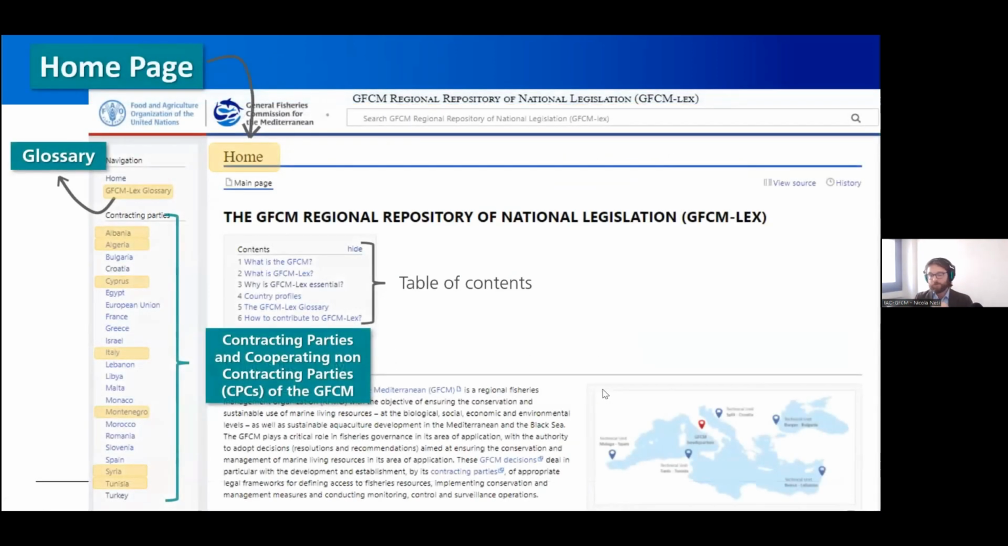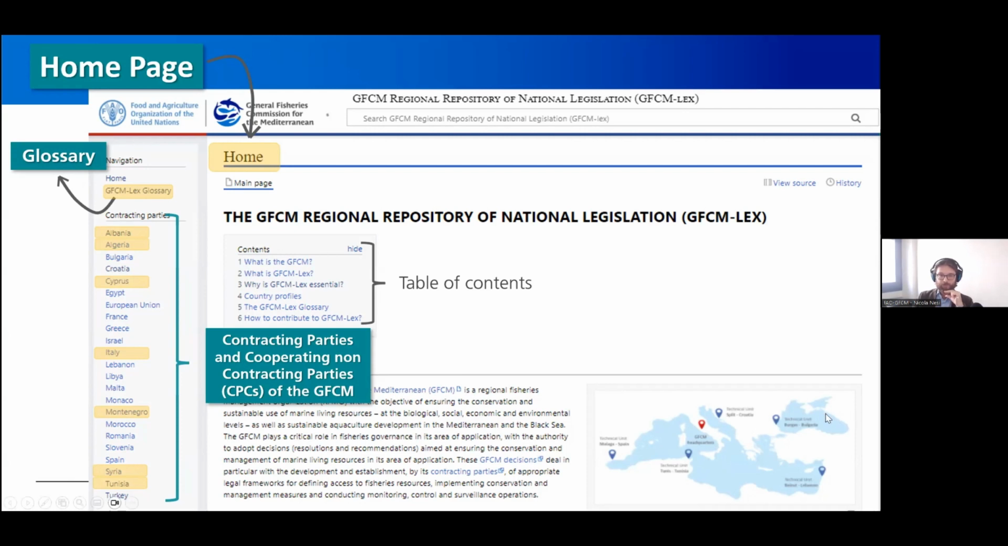Now, by way of demonstration, today we'd like to show you the GFCM Lex in its current state, and this is the landing page of the GFCM Lex. It contains background information on the organization and recalls major and more important points about the platform. As you can see on the left, we have all the various country profiles. We also have a GFCM Lex glossary, which contains definitions of keywords, scientific and legal technical terms, and therefore allows us to foster understanding from users.